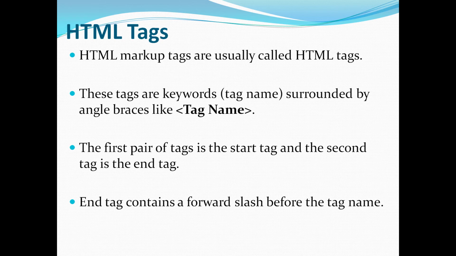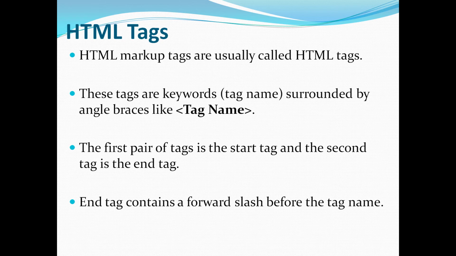The first tag of a pair is the starting tag, and the second tag is known as the end tag. Normally in HTML, there are two types of tags available. One is a single tag, and one is a pair tag. Single tag means only one tag will be used. In the case of a pair tag, there are two tags.